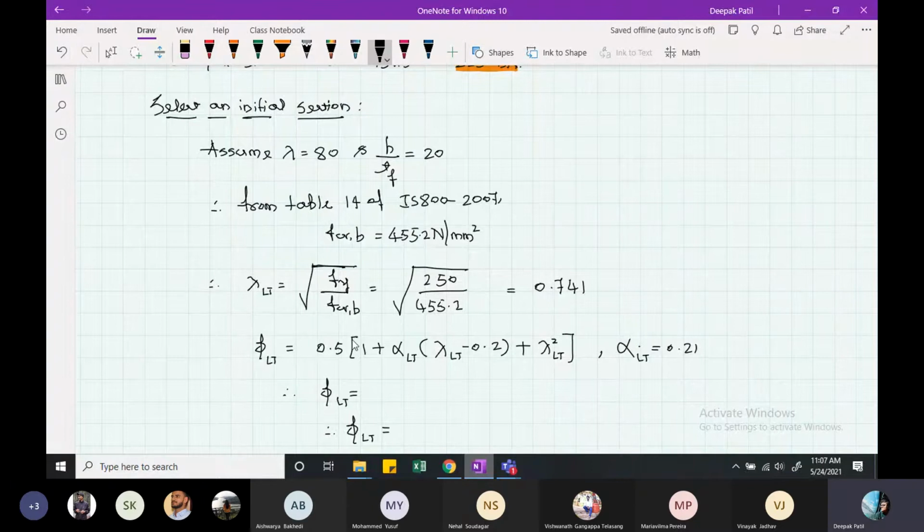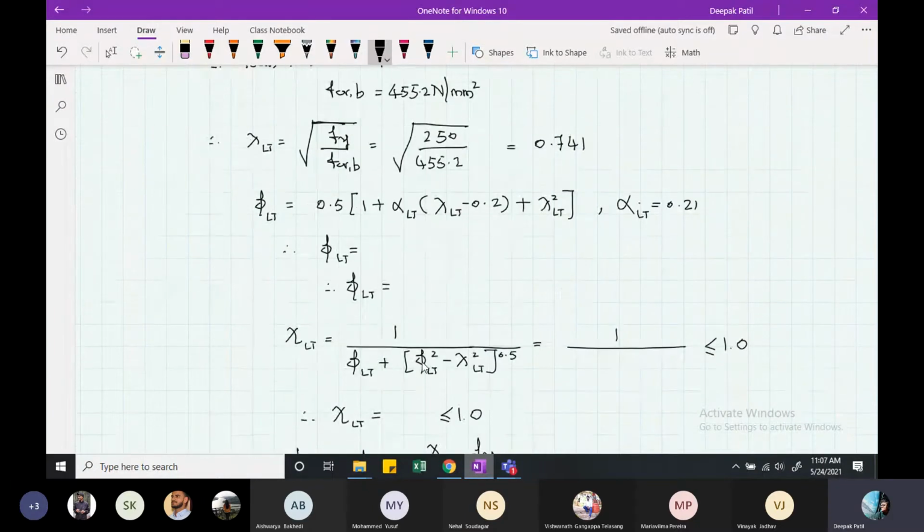Then I can calculate phi LT, which is given by this formula, and alpha LT will be equal to 0.21 because it is a rolled section. So phi LT is 0.5 times 1 plus alpha LT, 0.21, times lambda LT, which we have already calculated, 0.741 minus 0.2, plus 0.741 square. From this, I'm getting phi LT as 0.831.